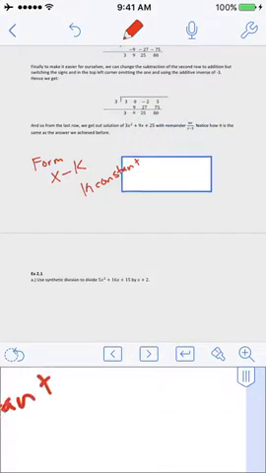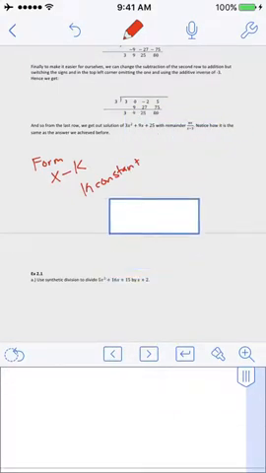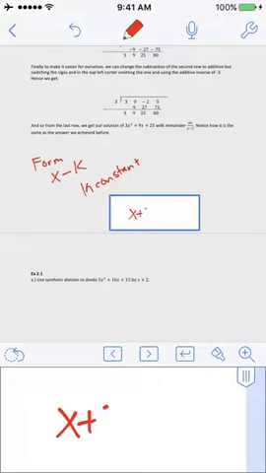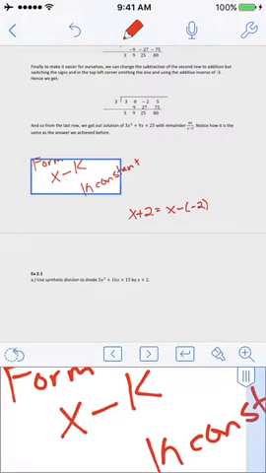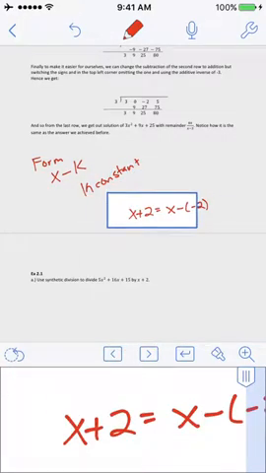Now be careful, because if you see something like x plus 2, you might think that's not of the form x minus k, right? But you'd be wrong. X plus 2 is the same thing as x minus negative 2. So the k is just hidden in there as a negative number. That's totally legal. So that is actually of the form x minus k. So this could be x plus something or x minus something. Both of those will work for synthetic division.